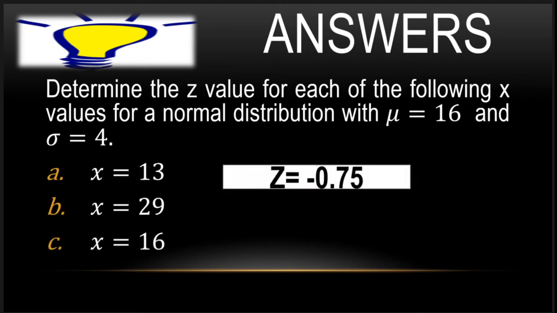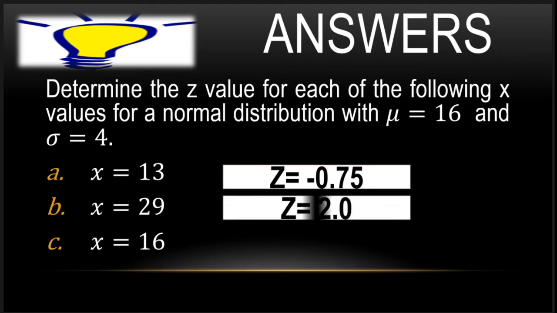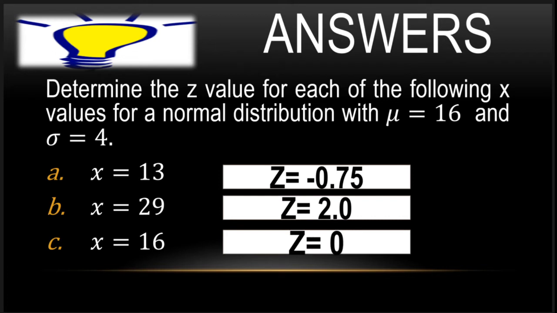For letter A, we have z is equal to negative 0.75. For letter B, we will have z is equal to 2. For letter C, we will have z is equal to 0. To find the area between two values of x for the normal distribution, convert first the values of x to their corresponding z values. The area between the z values gives the area between the corresponding x values.